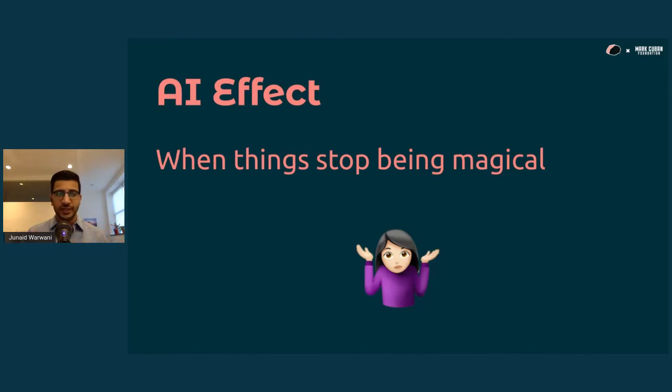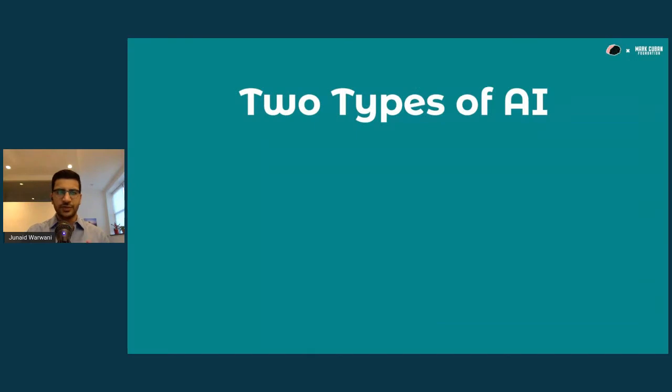When Deep Blue first beat Garry Kasparov at a game of chess, we thought that was AI. Nowadays, a lot of experts and a lot of people in the public domain don't actually refer to that as AI. So this AI effect is when things stop being kind of magical. What this effectively means is that the things we consider to be AI today may not be considered AI in 10 years, which makes defining AI all the more difficult. But let's look at examples of actual AI.